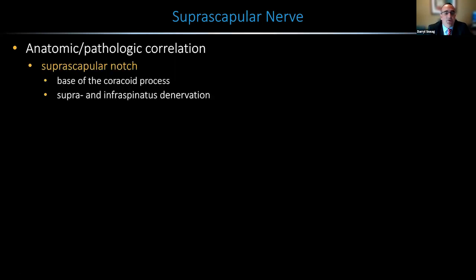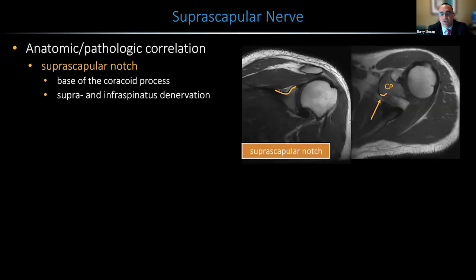So the suprascapular notch is demarcated by the base of the coracoid process, as shown here. So what I do when I'm reading cases to be sure I'm at the level of the suprascapular notch is I'll scroll on the axial cuts and I'll find the base again of the coracoid process, and that will tell me this is where the suprascapular notch is.